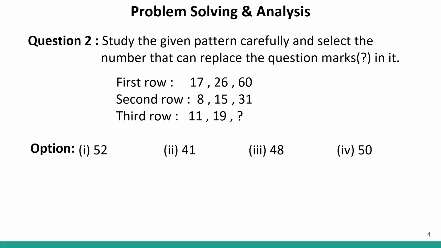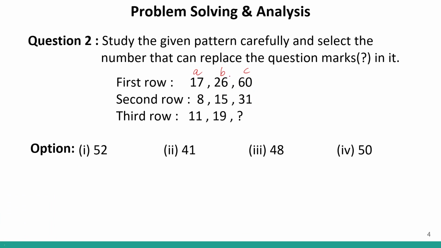Question number 2, again 3 rows are given to us. Here also I can see that this number is bigger than the first two numbers, and also this number is bigger than the first two numbers. So I am assuming that certain operations will be carried out on these numbers to get the third number. This is my interpretation. Now let us try to solve. This is A, this is B, and this is C.